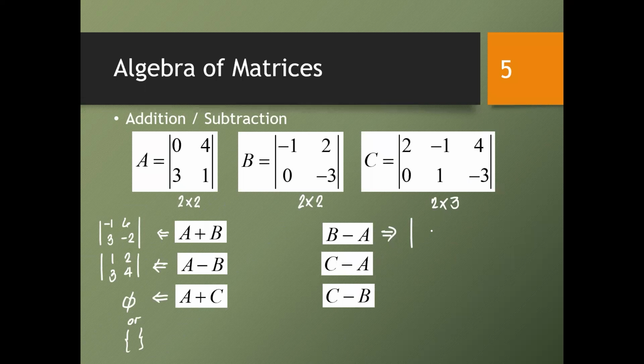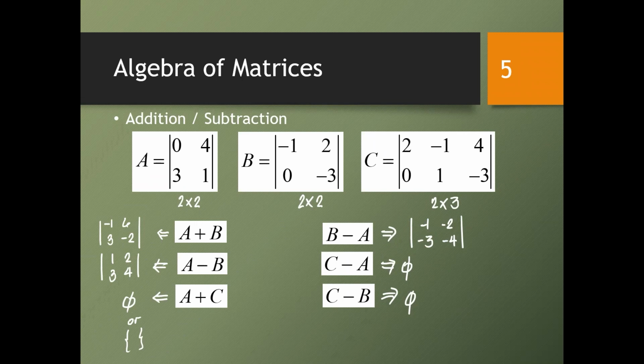First elements, go. -1, -2, very good. What about the next? -3, -4. Okay. What about C minus A and C minus B? What do you notice? Null set. Null set.